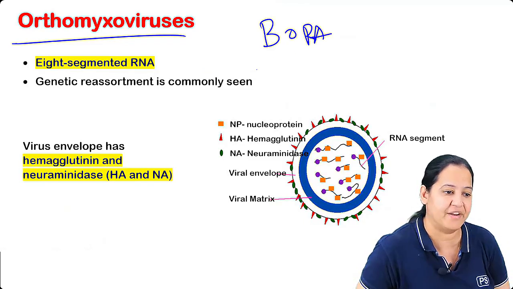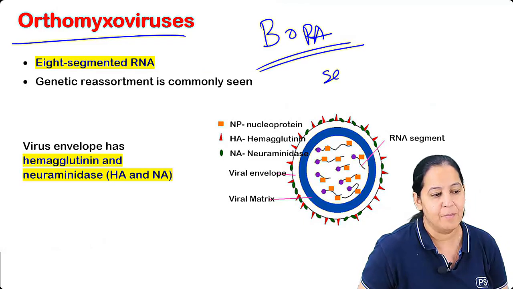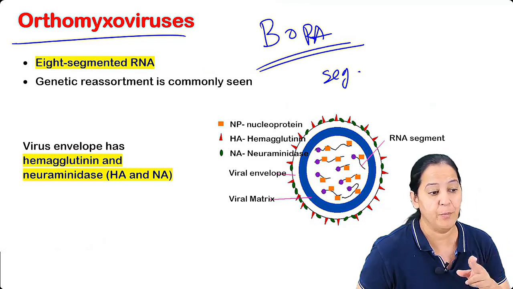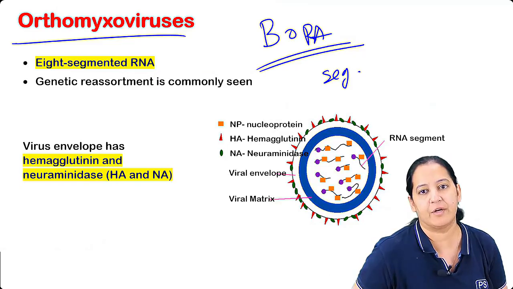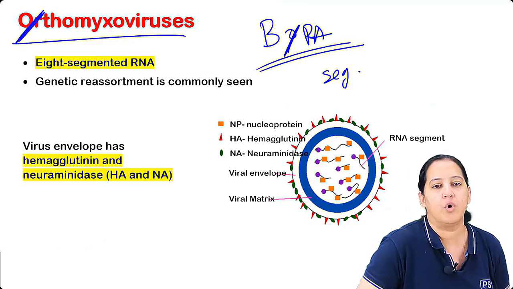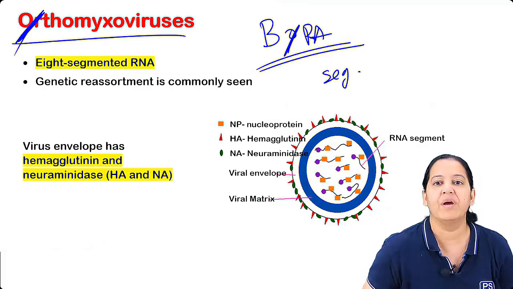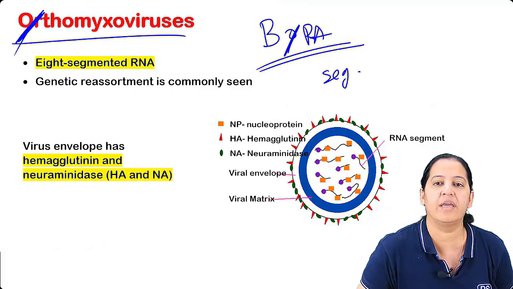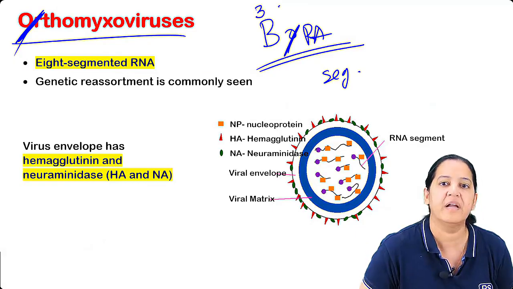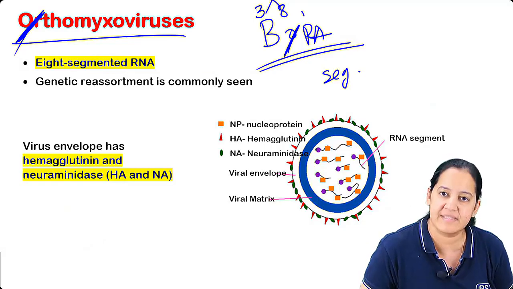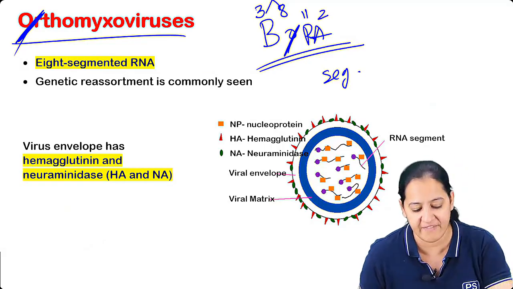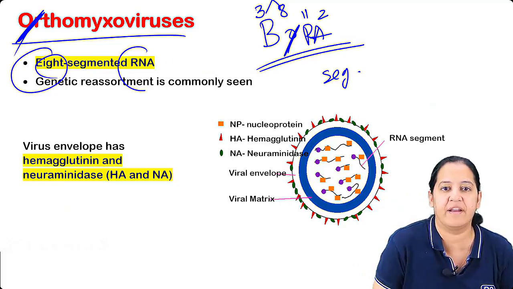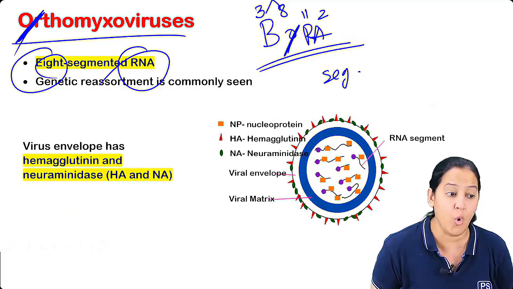I already taught you BORA. BORA is segmented, in the morning. Have I told you? BORA is segmented, in pieces. O is orthomyxo. Have I taught you? In BORA, I taught you that here we have three fragments, here 8, 3 plus 8 is 11, and 2. So here we are having 8 fragmented RNA. BORA's O is orthomyxo.